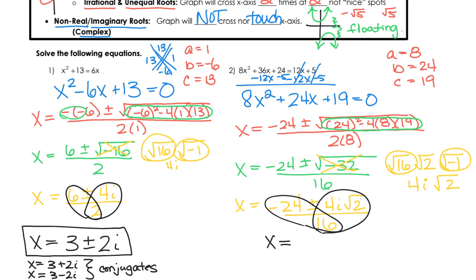is negative 1.5. But a lot of times when we do these, we try to use fractions just because it starts off as a fraction. We try to keep it as a fraction. And so that'll be negative 3 over 2. We'll keep the plus minus in between. And then when we do 4i radical 2 divided by 16, it's really the 4 and the 16 that get reduced. And 4 over 16 is 1/4.